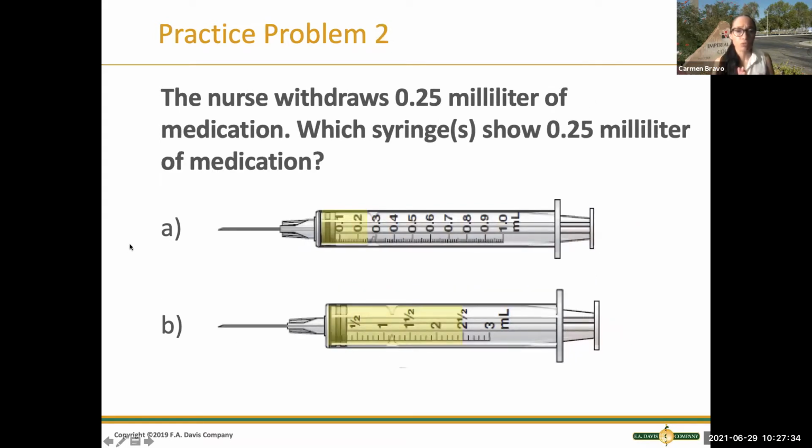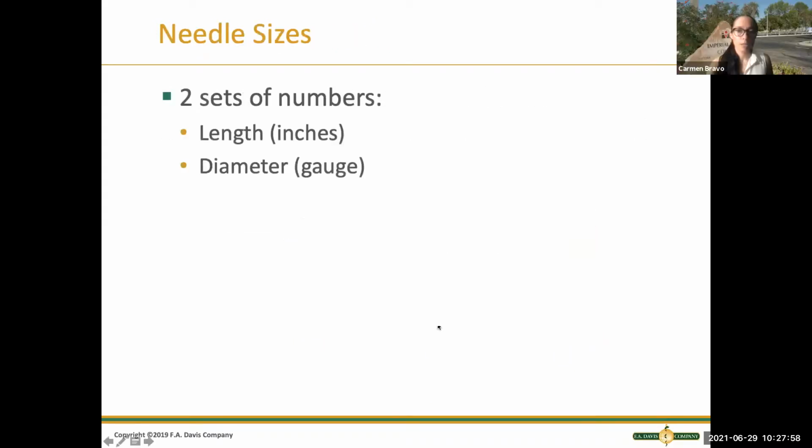So let's do this other one. The nurse withdraws 0.25 milliliters of a medication. Which of these 2 syringes shows 0.25 milliliters of a medication? A. A, right? Very good. Okay. So we're good so far. That's good. We just have a few more slides.